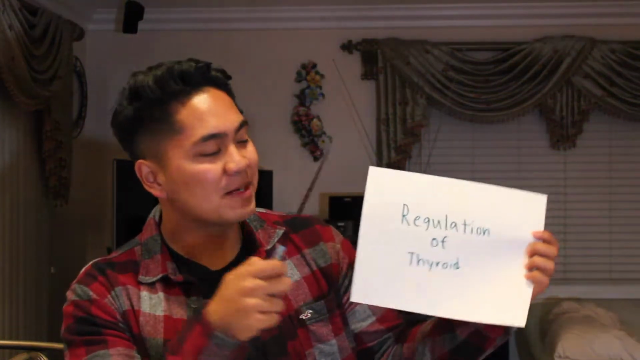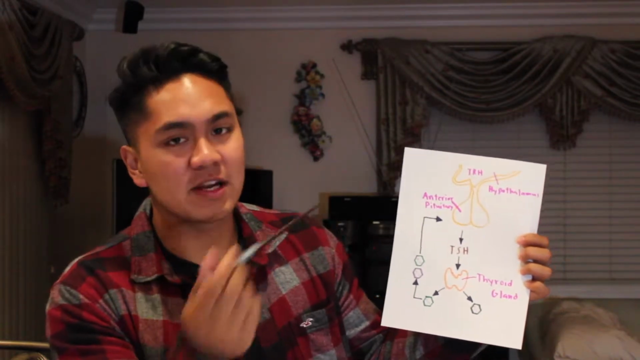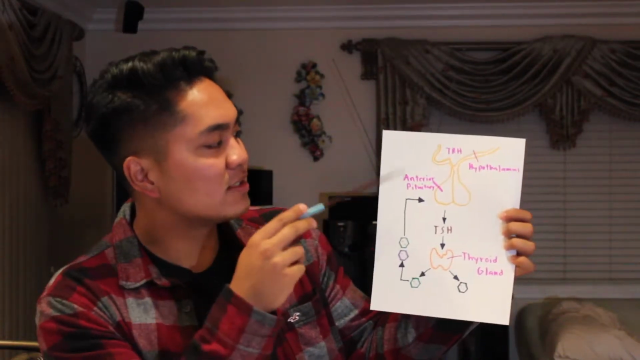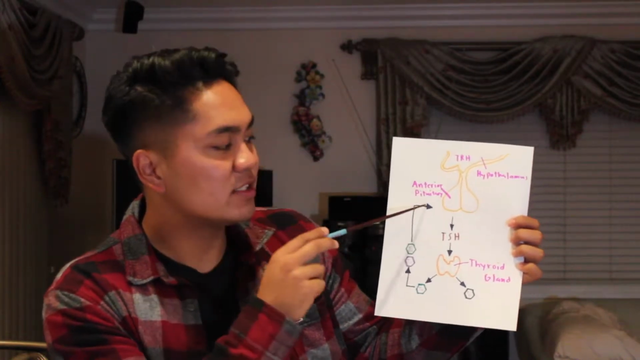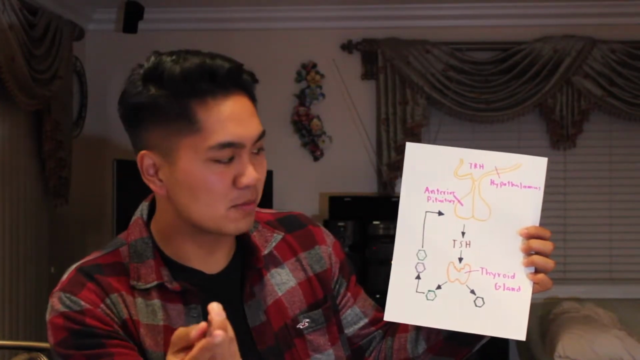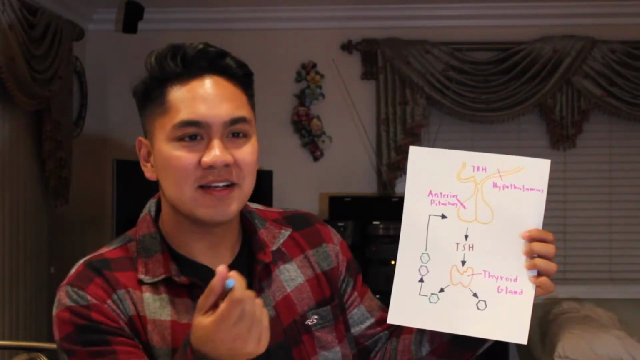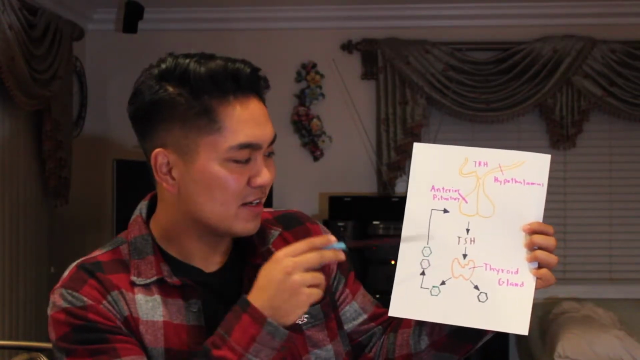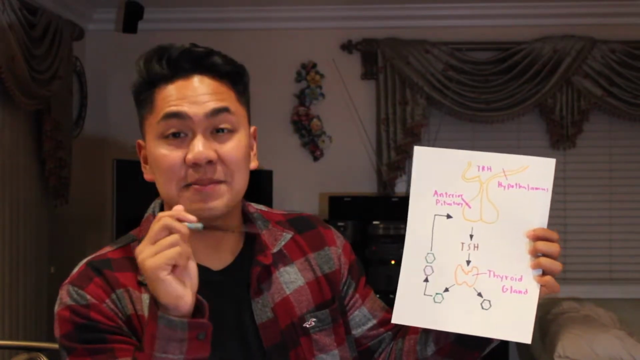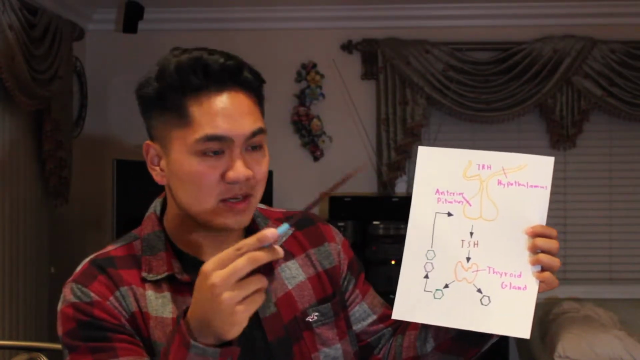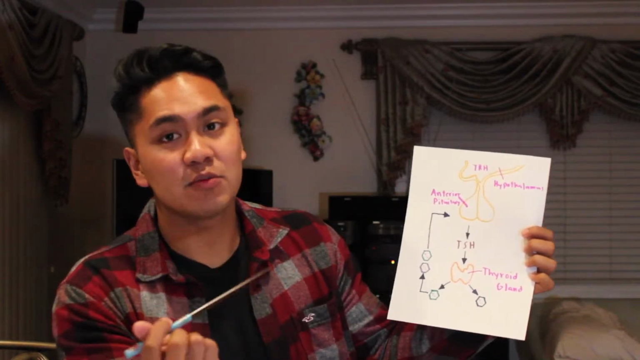What we're going to talk about next is the regulation of the thyroid, which is through the hypothalamus and the anterior pituitary. So let's start off with our little pathway. We start off at the hypothalamus, which is our master gland, and the hypothalamus secretes TRH, which is thyrotropin. What thyrotropin does is stimulate the anterior pituitary to secrete TSH, thyroid stimulating hormone. And what thyroid stimulating hormone does, if you couldn't guess, is stimulate the thyroid. When TSH stimulates the thyroid gland, it secretes the hormones T4 and T3, which are thyroxine hormones.